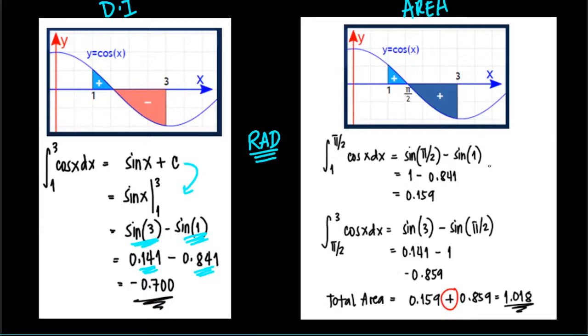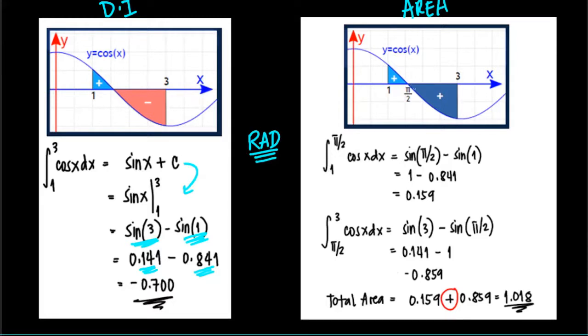Meanwhile, for area, now that you know what happens with all of this area down here, even if it is small, treat it as positive. So, this is what happens: split it. On our graph, from 1 to pi over 2, it is still above the x-axis, so you integrate it. So, from 1 to pi over 2, same process that we did. Upper, pi over 2, minus lower, 1. So, we got 0.159.